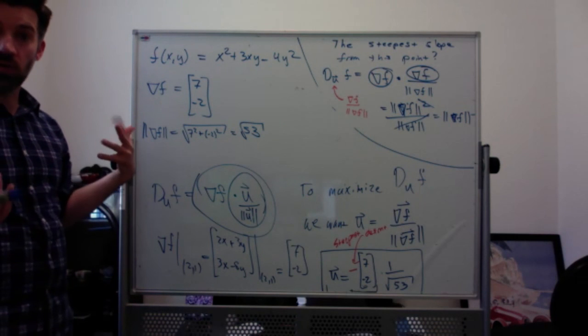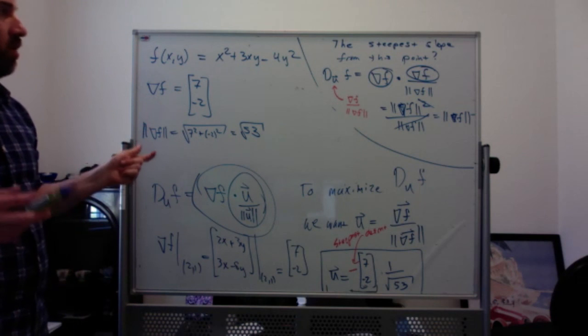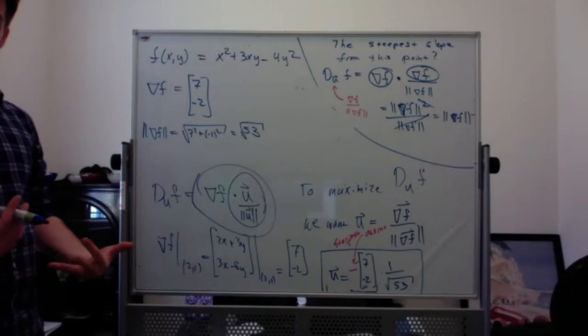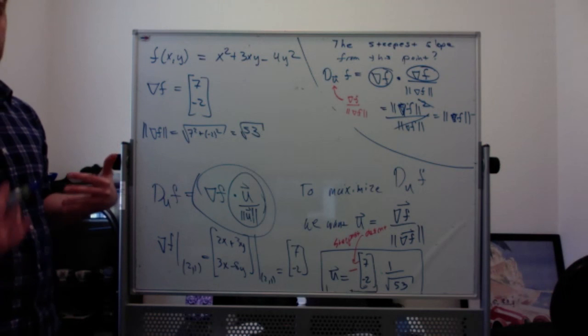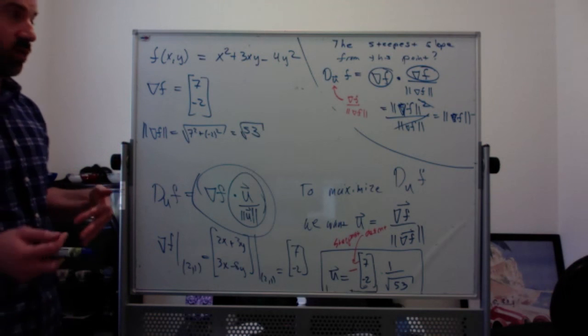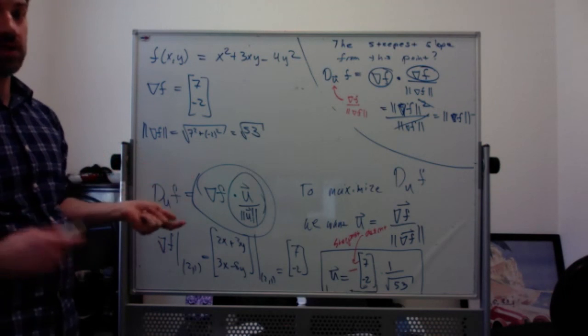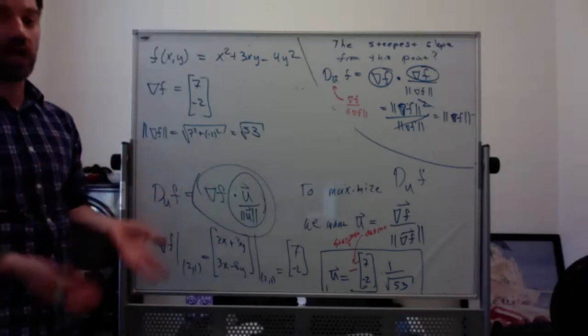And that's always true. If you're ever being asked what's the steepest slope I can get from a certain point, it's the magnitude of the gradient at that point. If you ever ask what direction is the direction of steepest descent, it is the direction of the gradient.